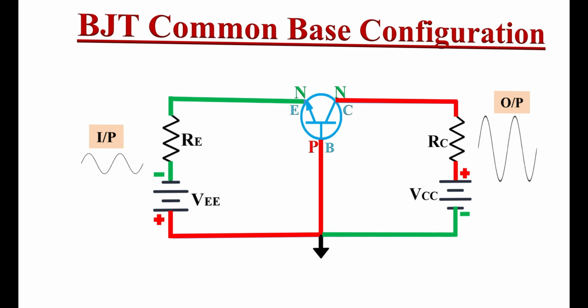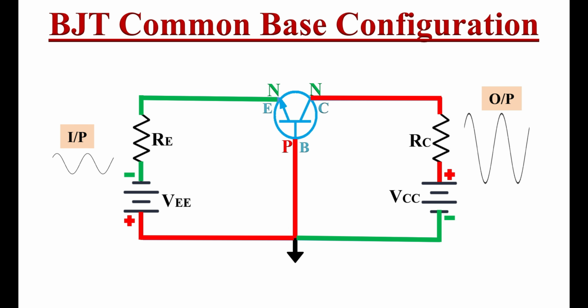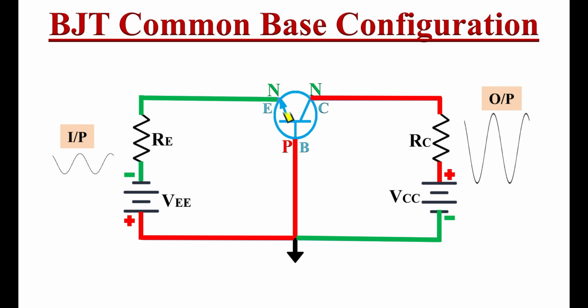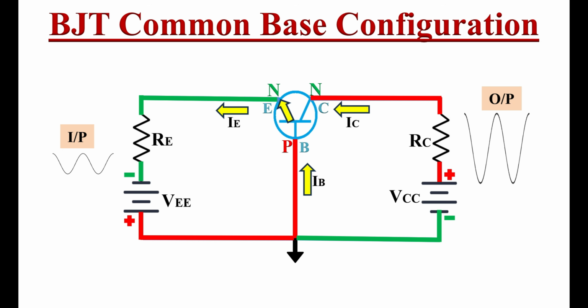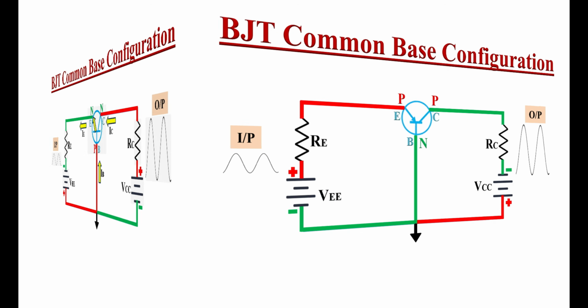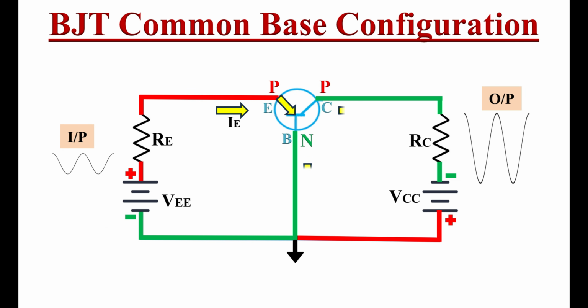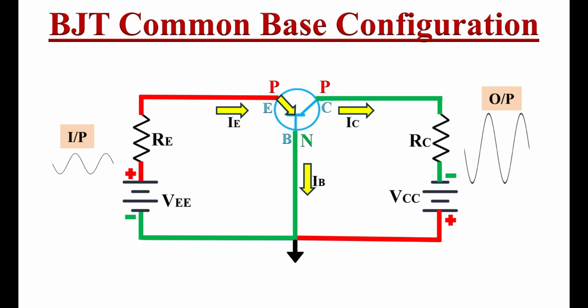Now let's find out direction of the currents IE, IB and IC. From the symbol of transistor, we can see the direction of the emitter current IE is like this, and the direction of base and collector currents IB and IC are like this. For a PNP transistor, these current directions are in opposite direction. Please do watch my previous videos to understand direction of these currents.